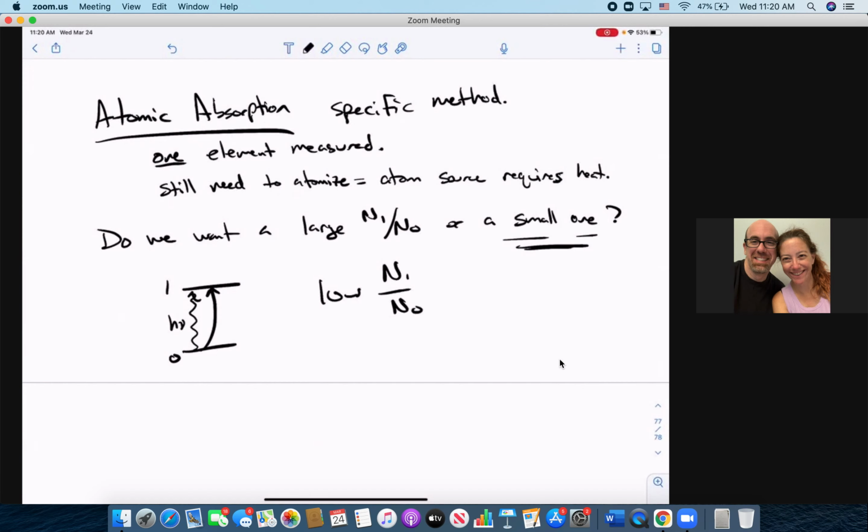In atomic emission, it is the opposite. We want a large ratio of excited state atoms because that's where the signal comes from, right? I'm probing the excited state in atomic emission. I'm probing the lower state or the ground state in atomic absorption.